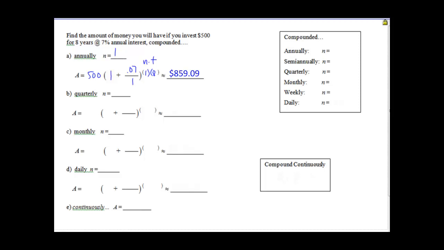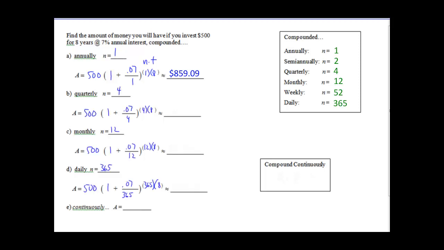If we skip over to the right real quick, compounded annually we know is 1. Semi-annually, we just did, that's twice. Quarterly, quarters are broken up into 4s. Monthly, how many months are in a year? There's 12. Weekly, how many weeks are in a year? There's 52. And daily, there are 365. So we can compound interest through all of these. Hit pause, do B, C, D, and E, and we'll check back in a few seconds.